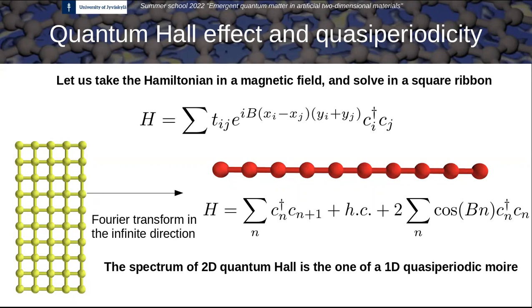So what is important for us, and it will be important later on for understanding Chern insulators, is that you can switch between magnetic fields and Moiré patterns, and they are equivalent. So you can sometimes understand the electronic structures from the point of view of Moiré patterns. Sometimes it is more interesting to think about them in terms of higher dimensional magnetic fields.